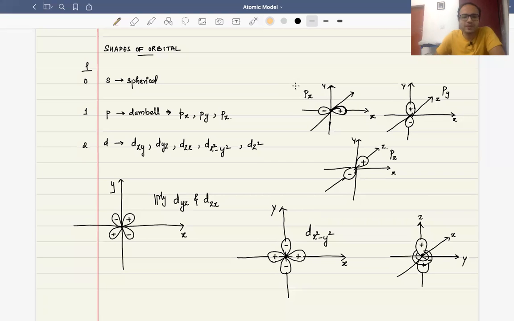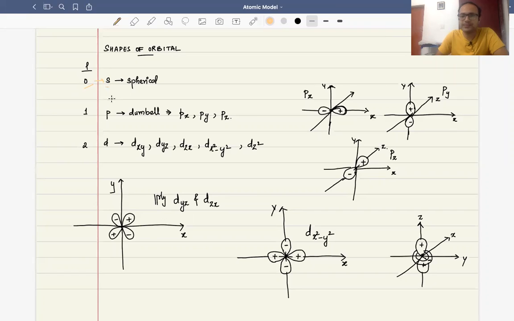Hello everyone. So previously we looked into certain applications of the quantum numbers. There I talked about the orbitals, right? And now in this particular video, I'll be discussing the shape that these orbitals have in the three-dimensional Cartesian coordinate.